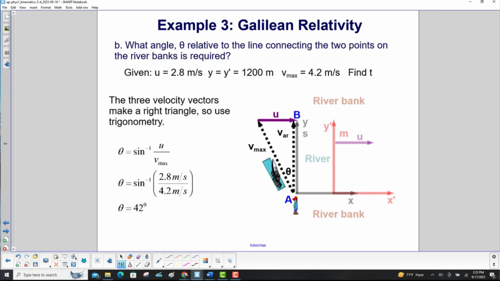The three velocity vectors also make a right triangle because we have the river moving this way, and we're crossing the river this way from riverbank to riverbank, which is perpendicular. So we just use trigonometry. We have theta is the sine inverse of u over Vmax. We substitute in our numbers again, and the boat captain should be aiming the boat at 42 degrees to the left of the vertical, right down there.